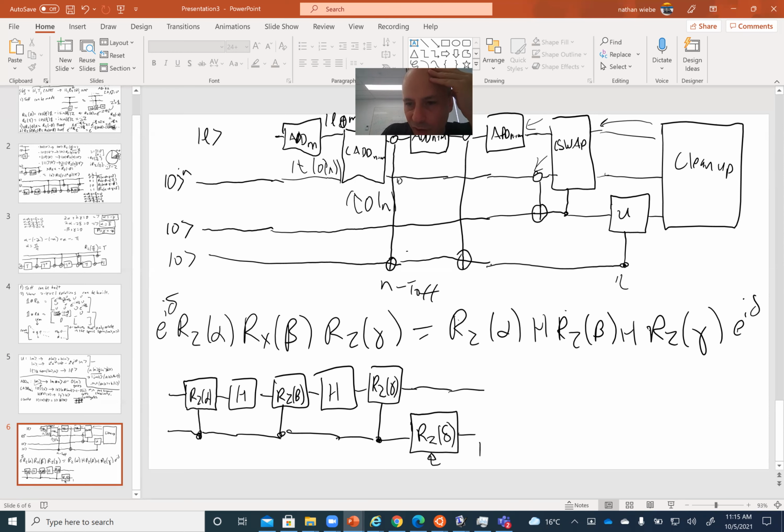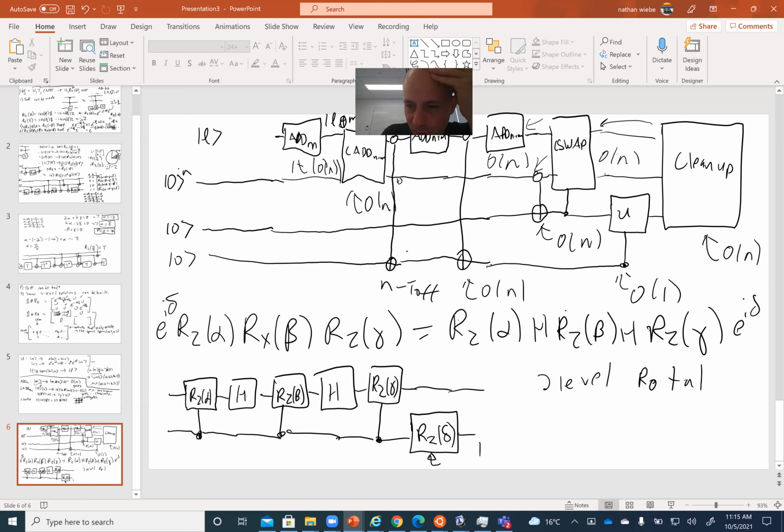And this, as you can see from the construction down here, requires order 1 gates. This is order n, order n, order n, order n, and so on. Therefore, everything in the cleanup phase is order n. And so 2-level rotations, or 2-level unitaries, require order n operations.